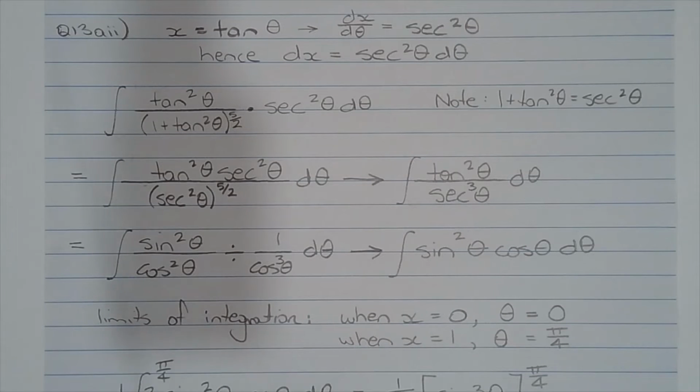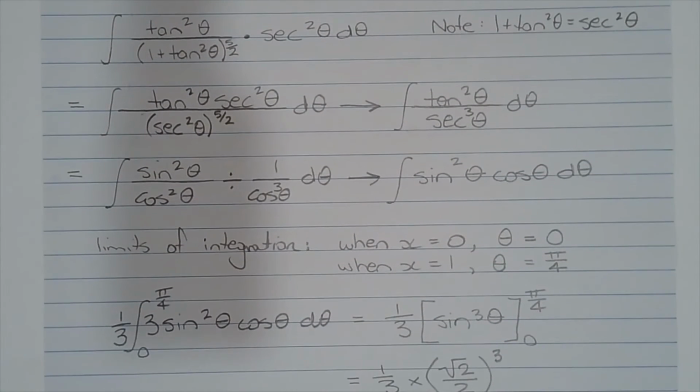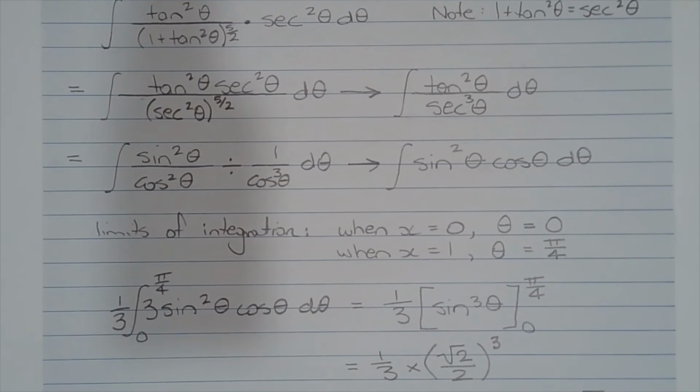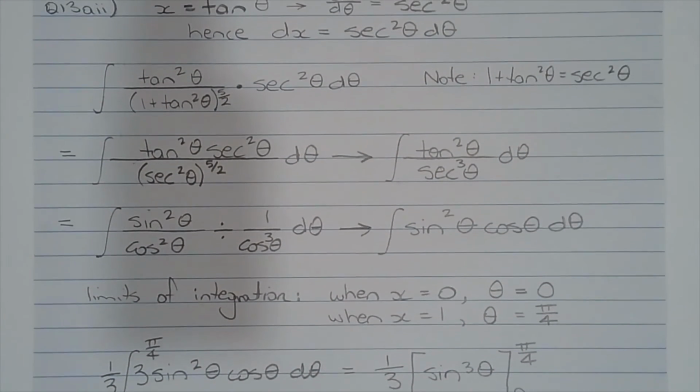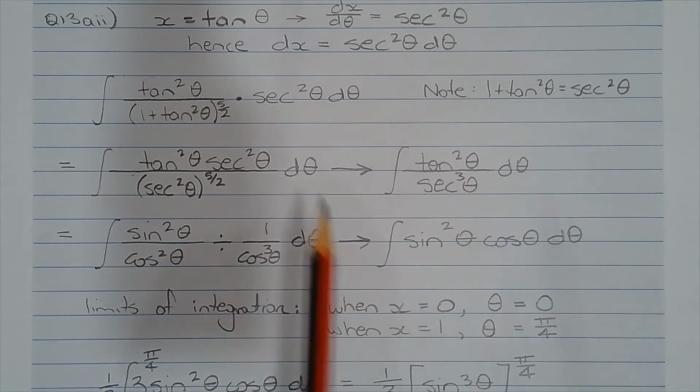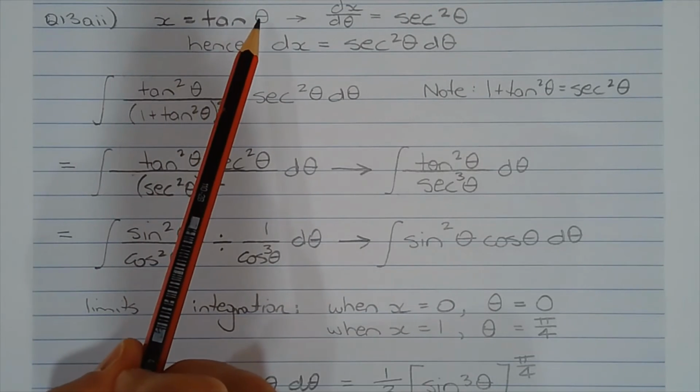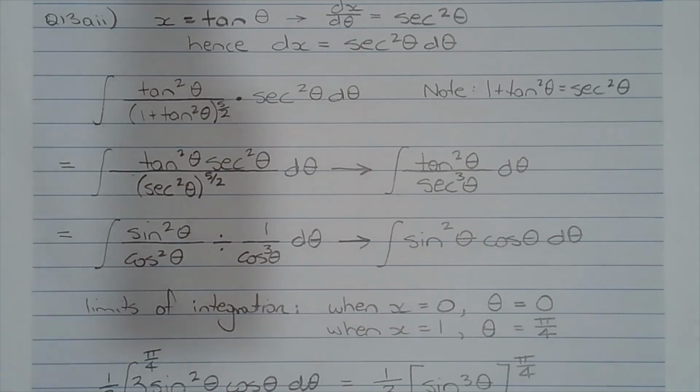Now to work out the limits of integration, since we've substituted theta for x. So when x equals 0, using the substitution x equals tan theta, theta is equal to 0. And when x equals 1, solving for theta, we get theta is equal to pi over 4. And that can be found by substituting x equals 0 and solving for theta, and x equals 1 and solving for theta.